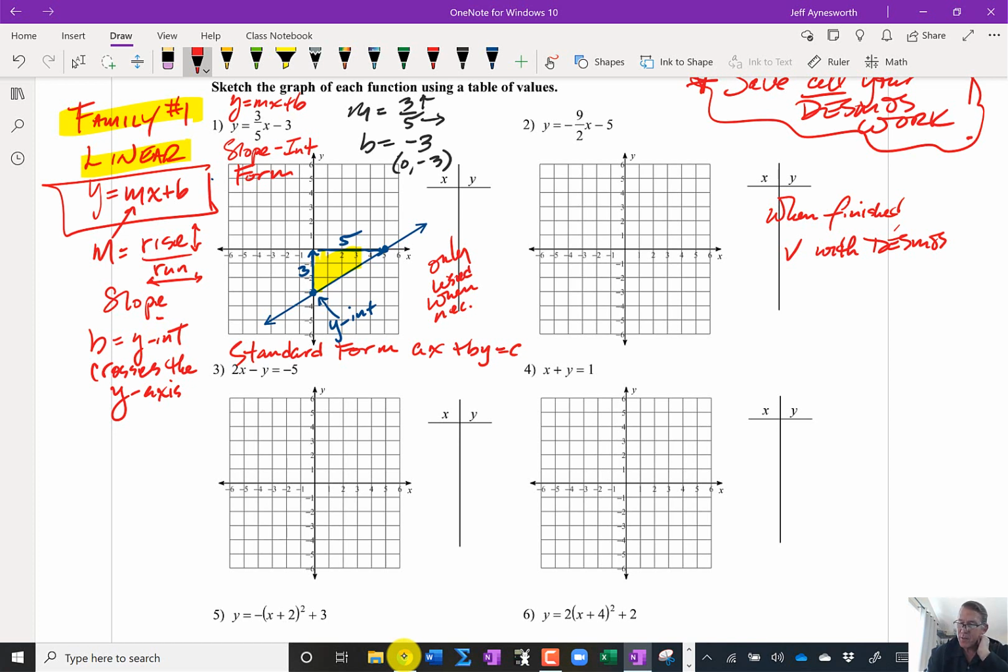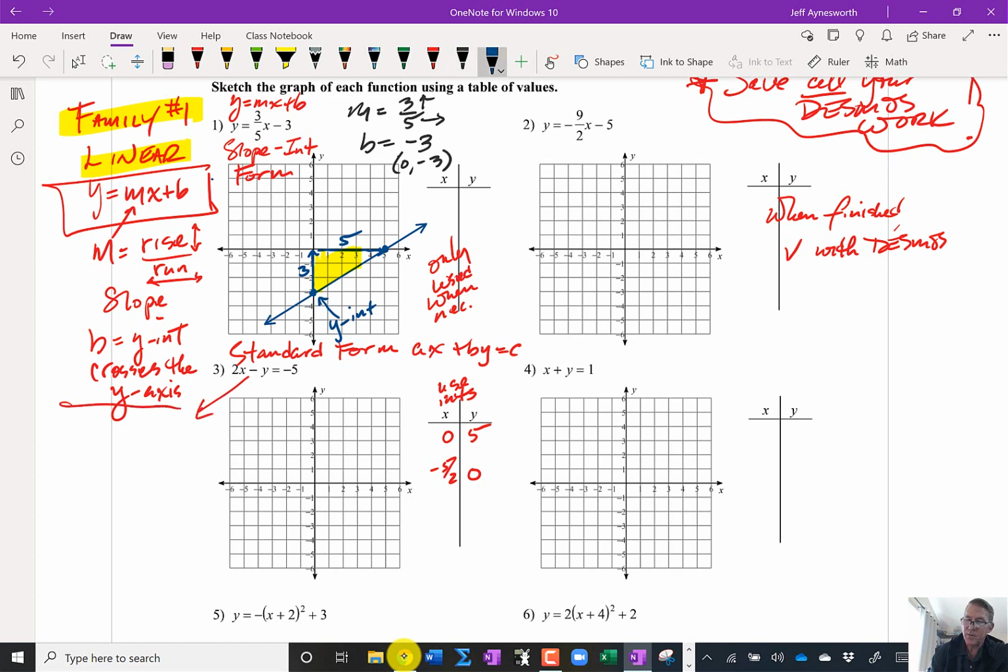So for example, using intercepts, you can substitute 0 in for x and solve for y. If you do that, 2 times 0 would be 0, and you get negative y equals negative 5, or y equals 5. And then you put 0 in for y, and if you do that, you get 2x equals negative 5, so x equals negative 5 halves. And you can plot these 2 points and draw your line. So you could use intercepts if you want, or you can solve for y.